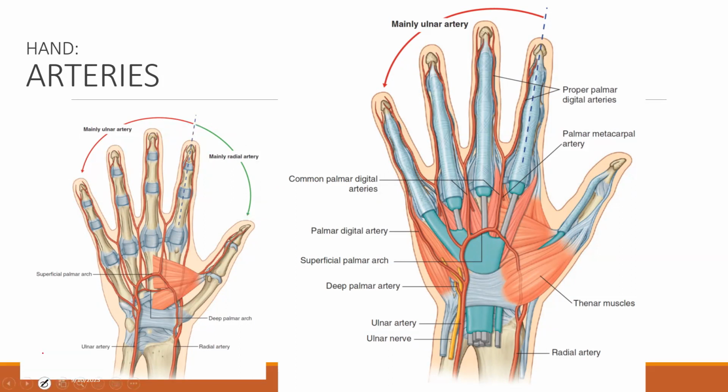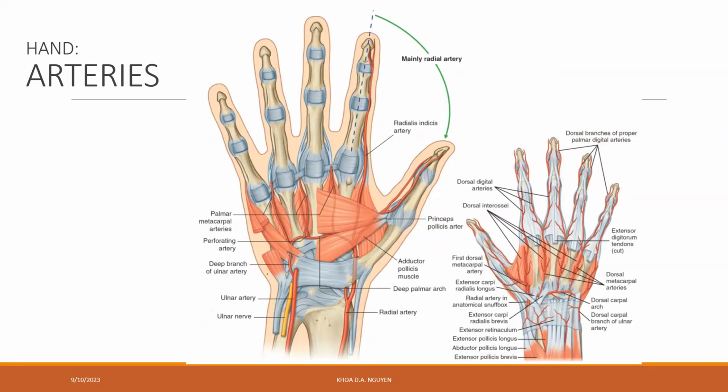So don't get confused, you guys. This is a very easy concept to be confused about, okay? But the superficial palmar arch and the deep palmar arch come from their respective arteries, the ulnar artery and the radial artery respectively. But then there are superficial palmar branches and deep palmar branches, okay, that come from the opposite artery that contributes to arch formation, okay? This is a very important concept.